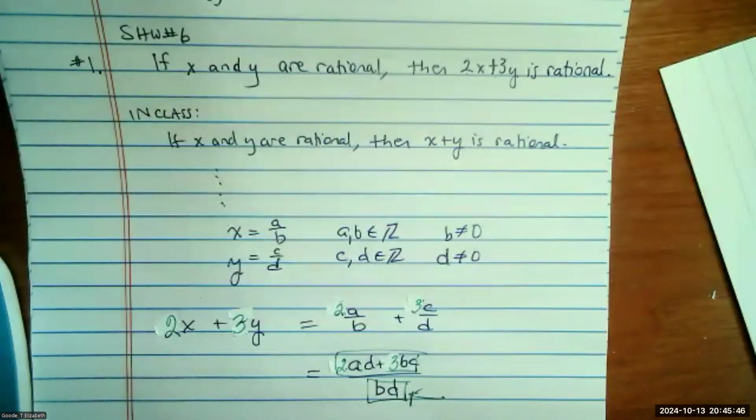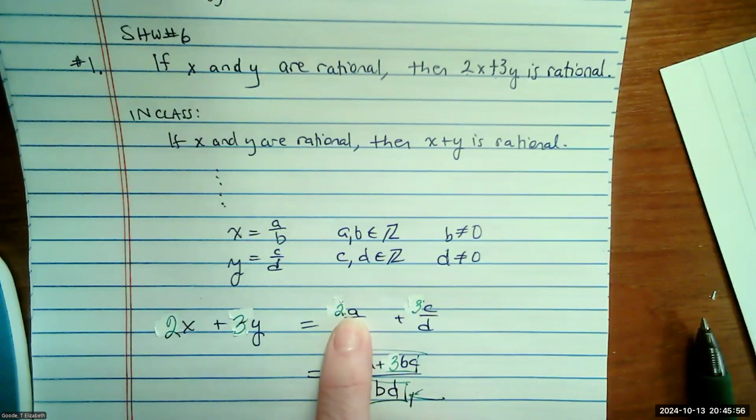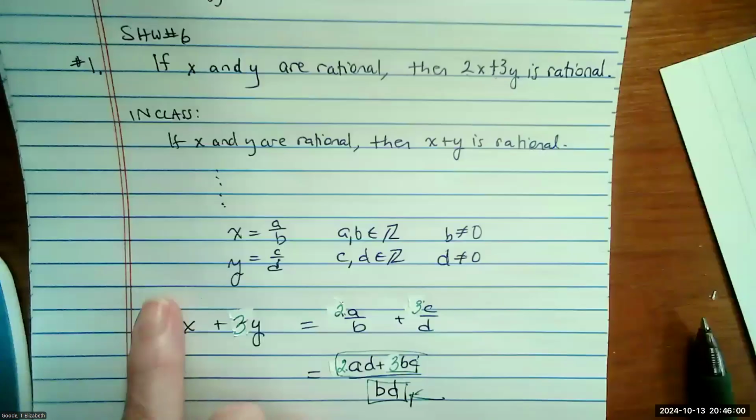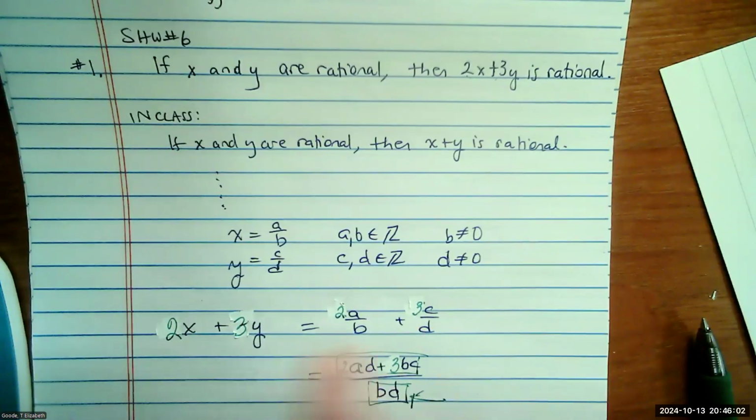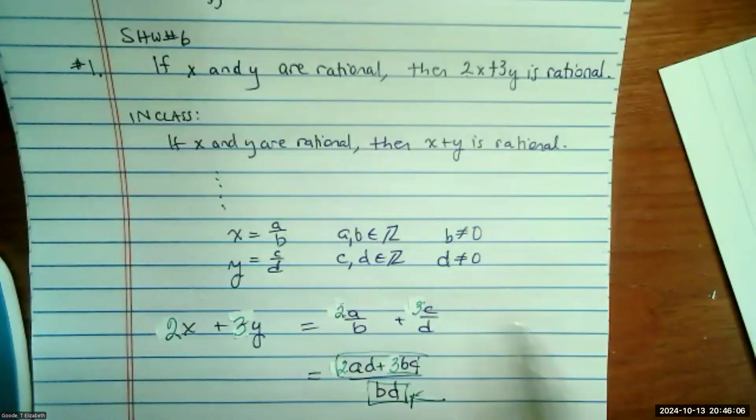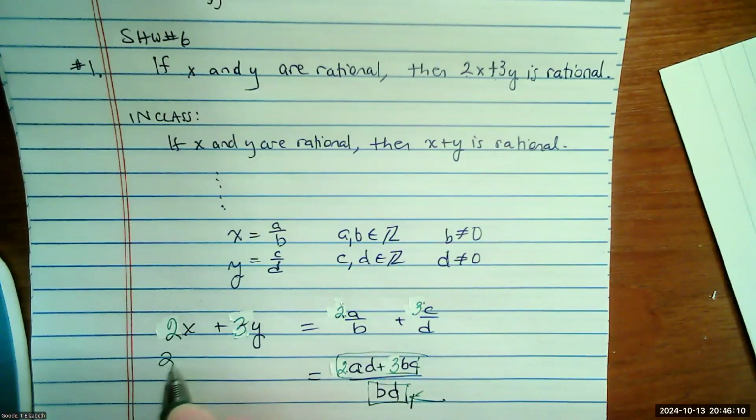I was going through double checking my work and I went, where did I put the 2 at? Where do you put the 2? It goes upstairs with the A, and not at the bottom. That makes sense, because otherwise it would be 1/2, like 1/2 X would be A over 2B. But 2 is really 2 over 1, right? It's really 2 over 1 times X over 1, right?